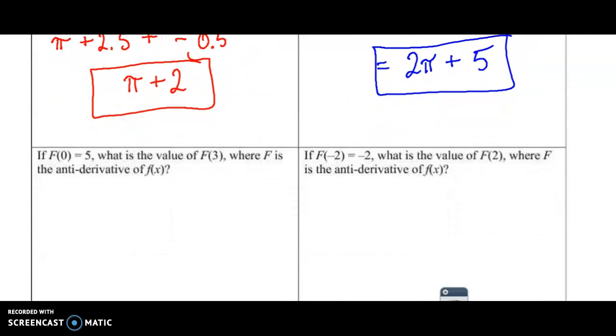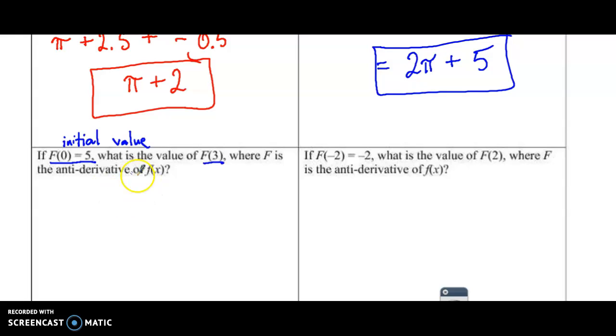All right. Okay, now we're getting into a little bit more interesting stuff, because now what we're going to be given is an initial value. That's what this is. An initial value. And it's asking you, if we start at f of 0 equals 5, what's the value of f of 3?